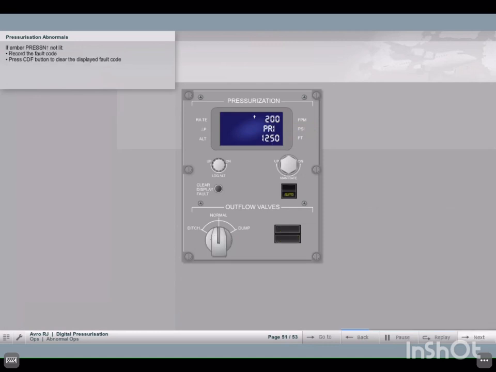If amber pressurization is not lit, any fault code on the controller should be recorded and then cleared by pressing Clear Display Fault.